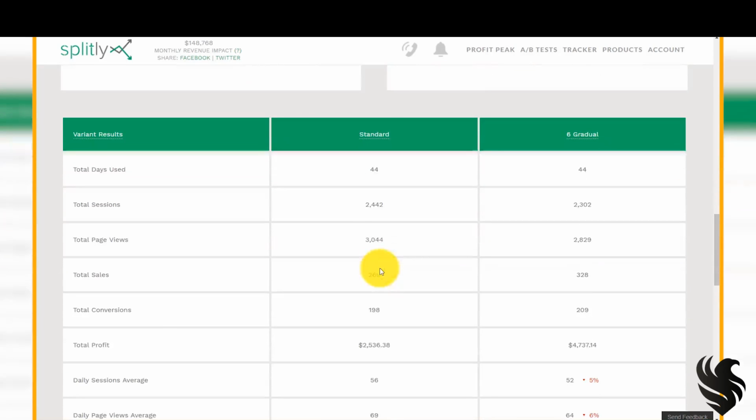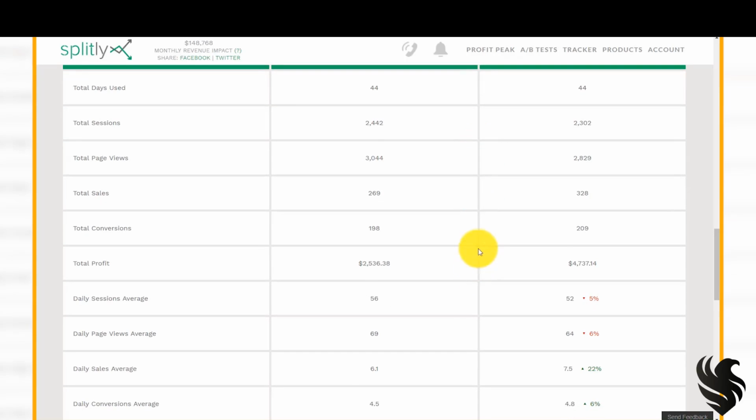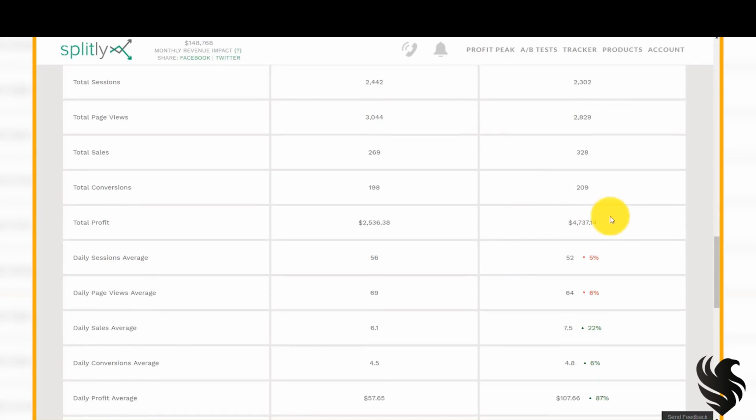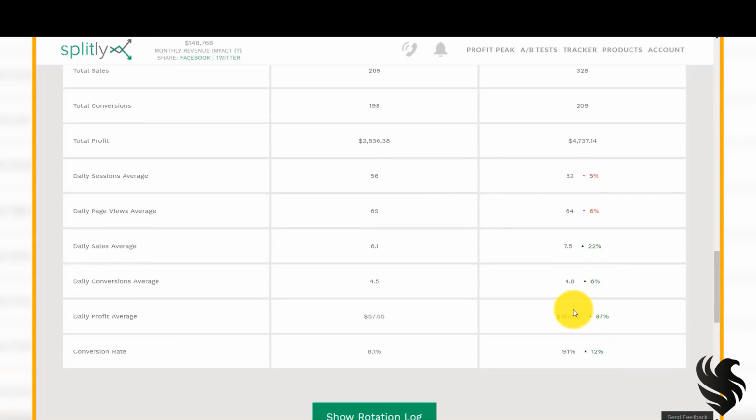If you notice here though, how many days did it take for this one to go? 44 days. That means this was pretty close for a while, but finally a winner was found. And in those 44 days, how did it reflect on my profit? $4,700 versus $2,500. However, even though I made more money, the daily sessions, or how many people clicked on my listing, went down, and also how many people even saw my listing went down slightly. But again, profit went up 87%. It went to an average $107 profit versus $57 profit.